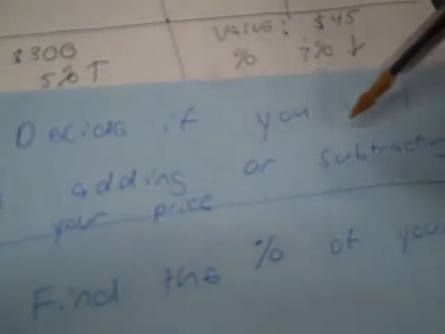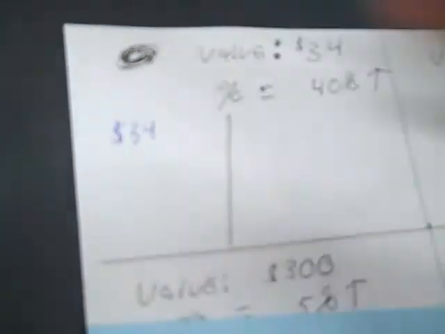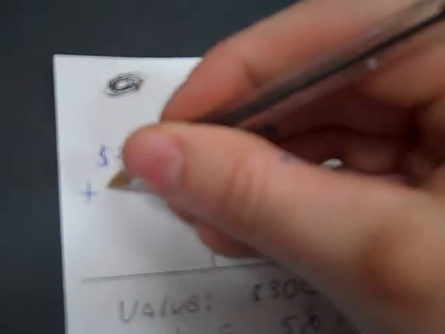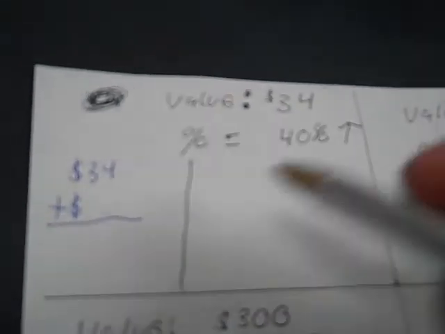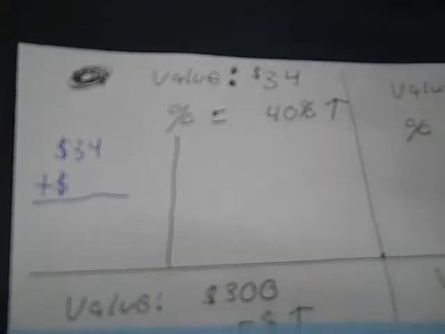Now, the first thing you need to do is decide if you will add or subtract to your price. So my price is $34. The price is going up, so I need to add money. Make sure you know your labels. But you don't know what you're adding. It's not 40. That's 40%, okay?